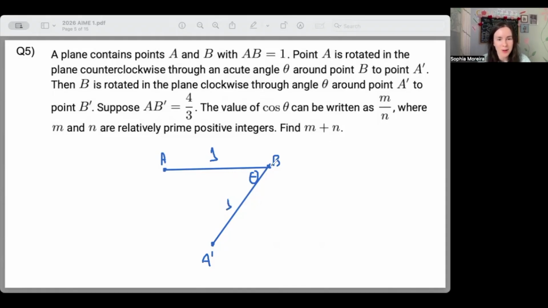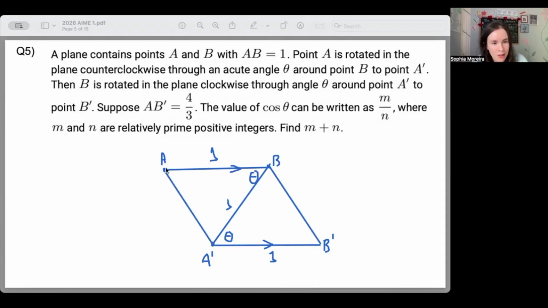Then we rotate point B around A prime by another theta degrees, and call this point B prime, and this length is 1 as well. Because of these two angles, these two lines are parallel. Once we have that, we've produced a parallelogram, because we have two parallel sides that are congruent. We're also given that this long diagonal is length 4/3.